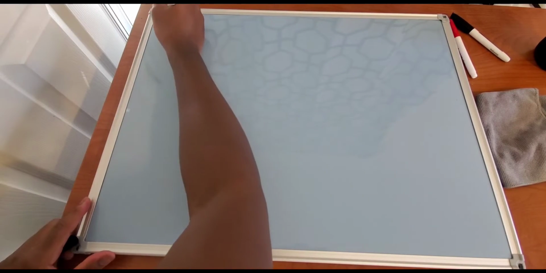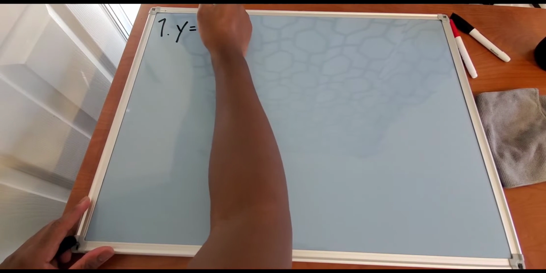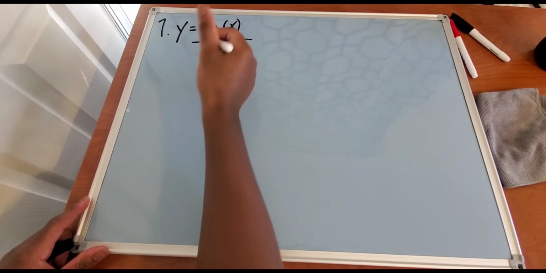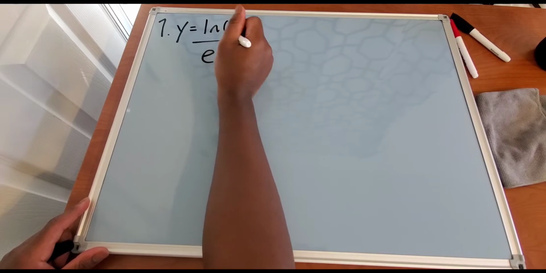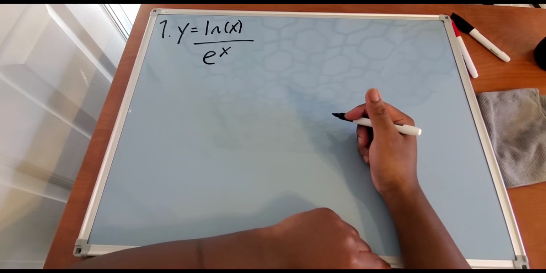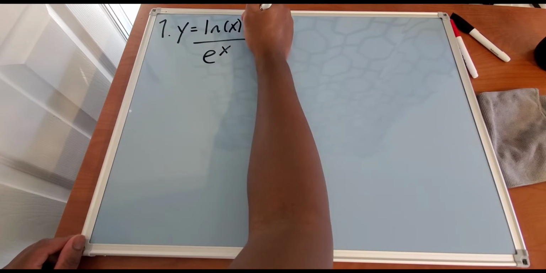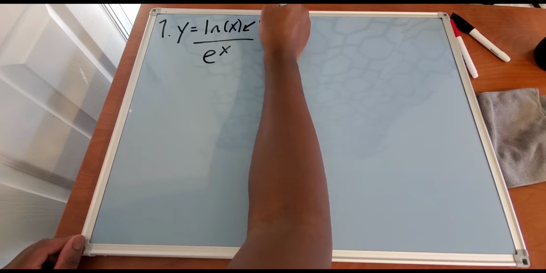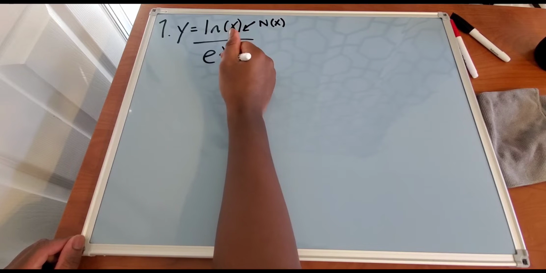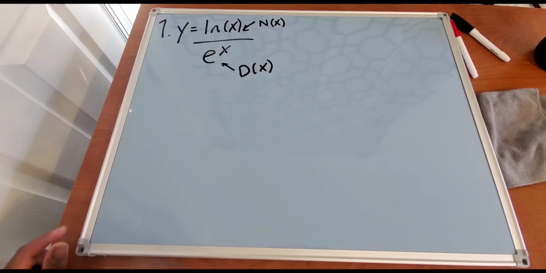So for our first question, we have y is equal to the natural log of x over e to the x. You can't simplify this down any, so we just have to go ahead and identify what's in the numerator and what's in the denominator. We know that natural log of x is in the numerator, so we'll call this our numerator function, n of x. And we know that e to the x is in our denominator, so we will call e to the x our denominator function, denoted by d of x.